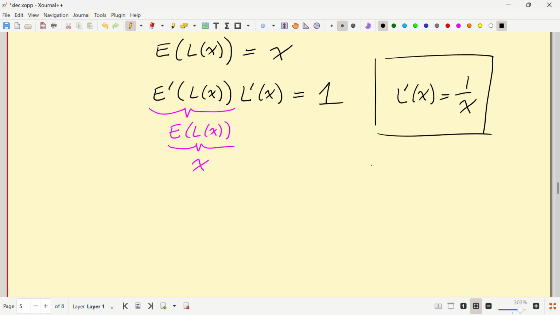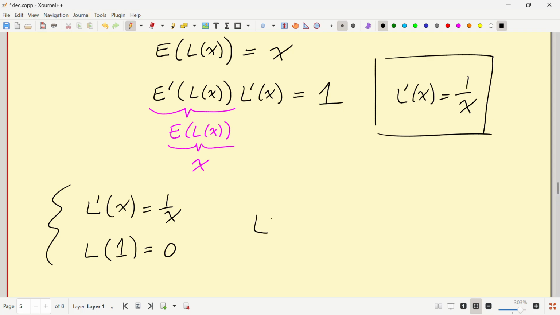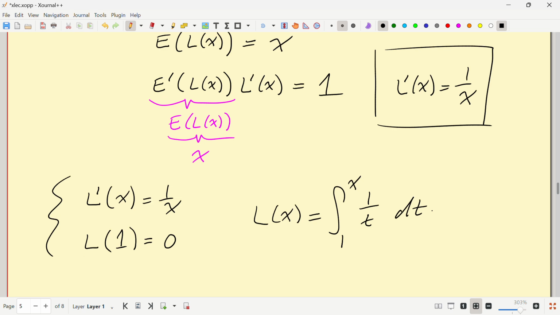And since L of 1 is 0, we could play games like we did above. L prime of x equals 1 over x, and L of 1 equals 0. So a fun thing to see is that L of x is the integral from 1 to x of 1 over t dt. That's the fundamental theorem of calculus.